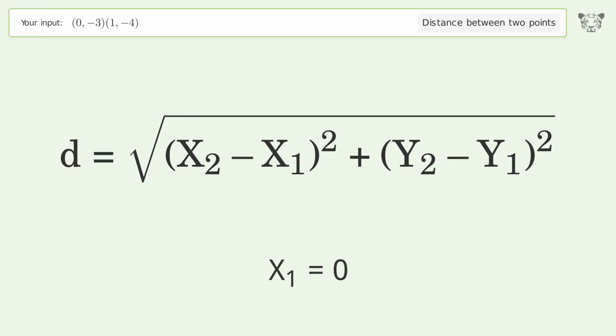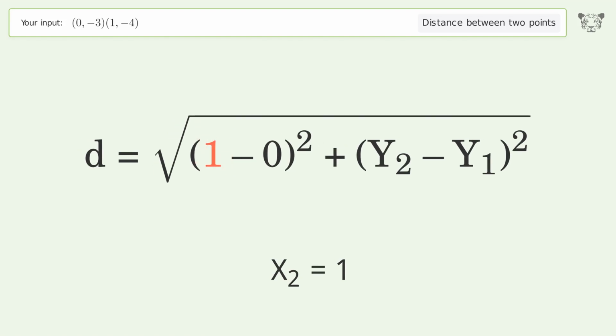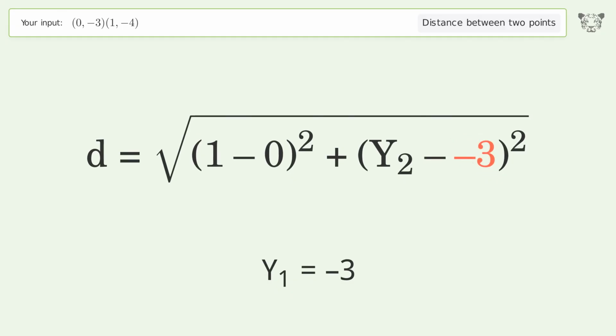x1 equals 0. x2 equals 1. y1 equals -3. y2 equals -4.